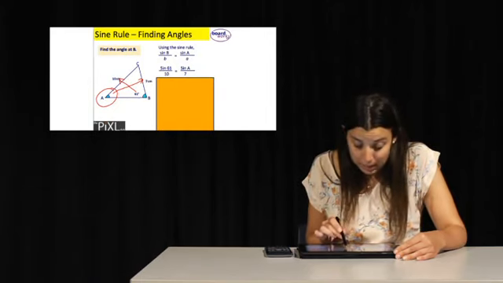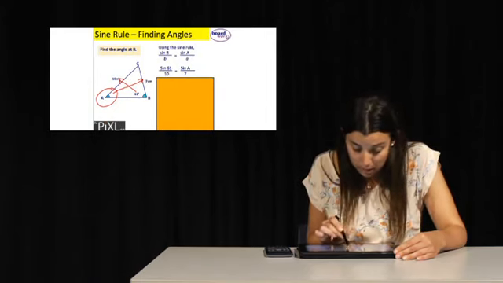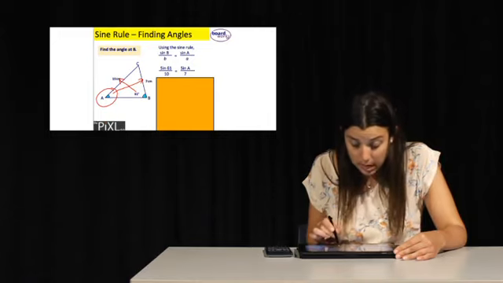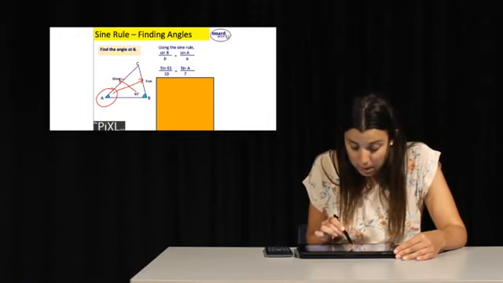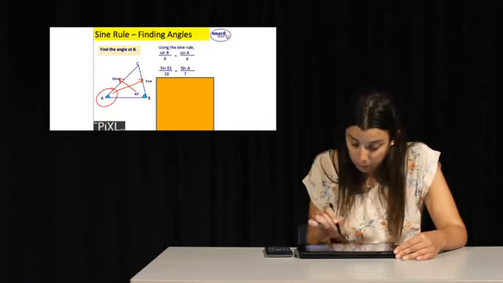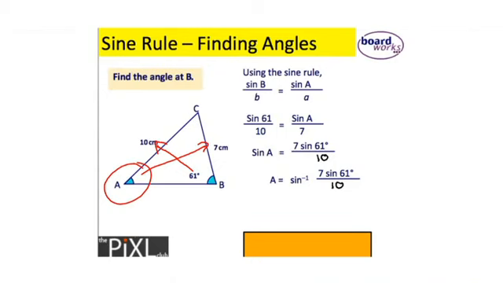Sine 61 divided by 10, that's your part for B, is equal to sine A, our missing angle, divided by the length, which is 7. We rearrange that to find sine A. We do the inverse to actually find the angle.